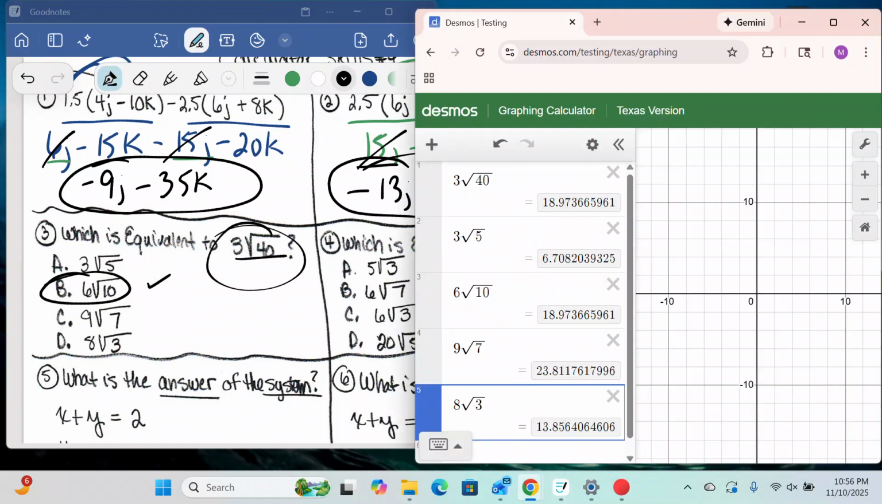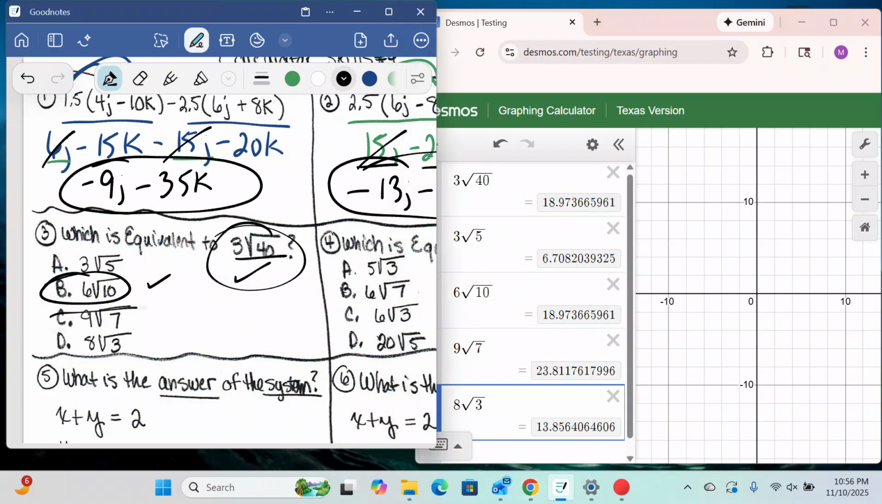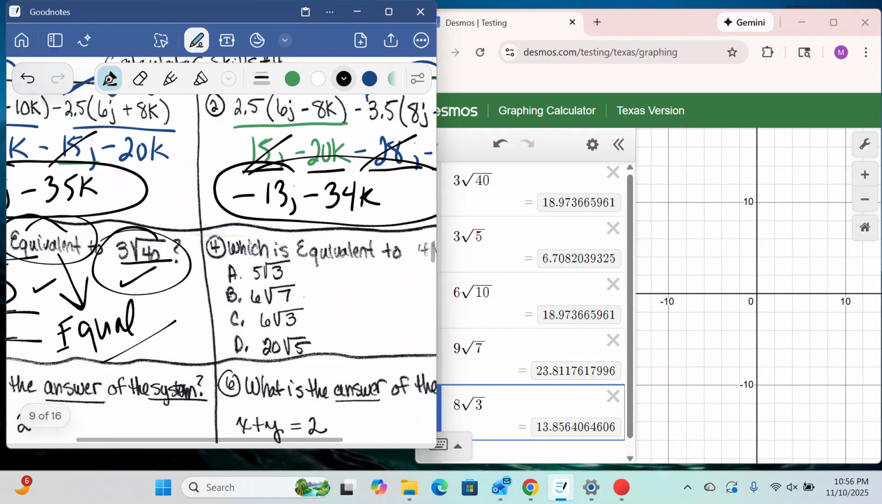So I have 18.97 and 18.97. They both have the same value. This one's wrong, and this one's wrong. So remember that equivalent means that they are equal. So we're looking for which one is equal, and the answer is B.